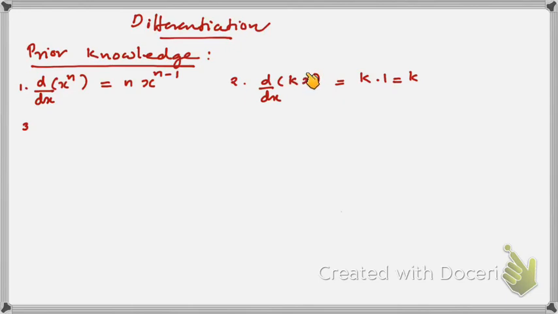How is it 1? Because it is x to the power of 1. So when I apply the same rule, x to the power of 1 would be 1 into x raised to 1 minus 1, 0. X raised to 0 is 1. So derivative of x is 1. So k into 1 is equal to k. That's the second rule. So one more time, x raised to n becomes n times x raised to n minus 1. Derivative of kx is k times 1, which is k.